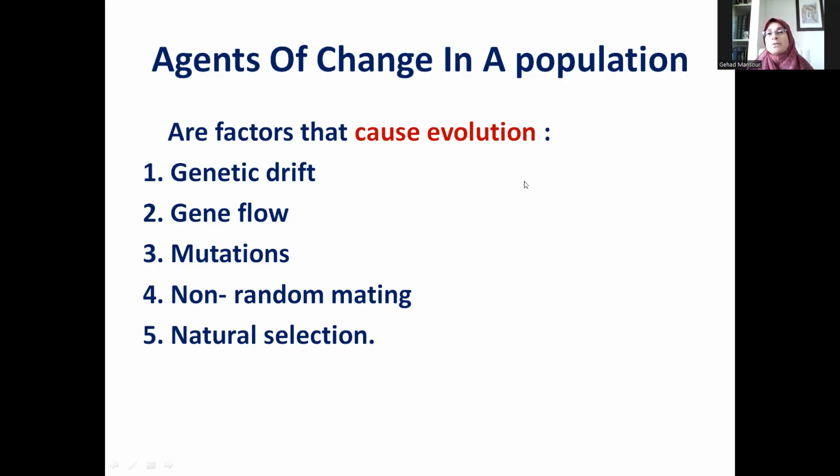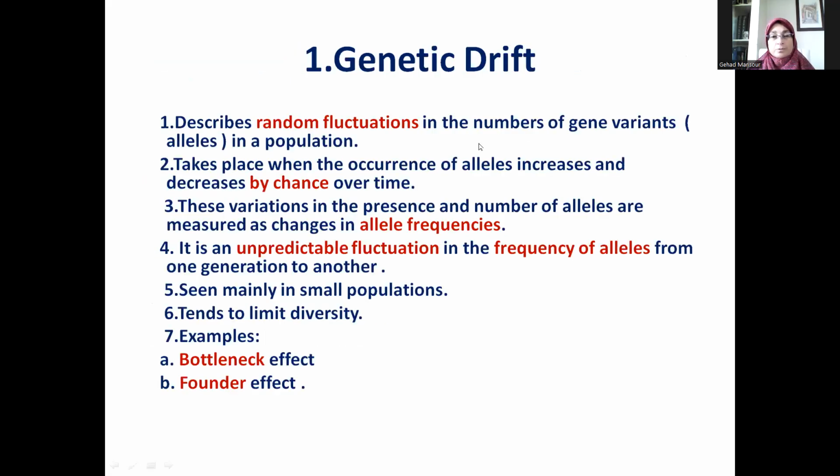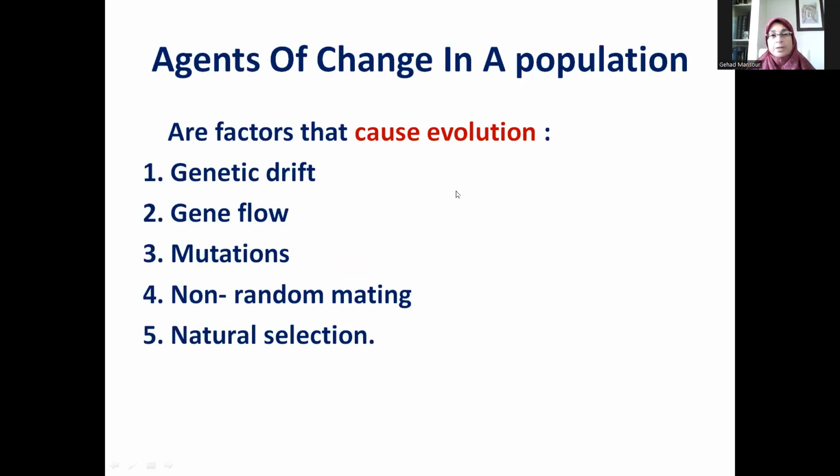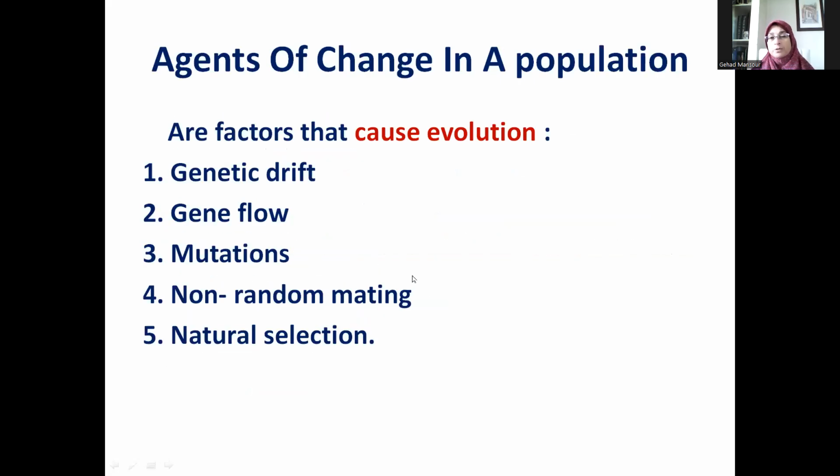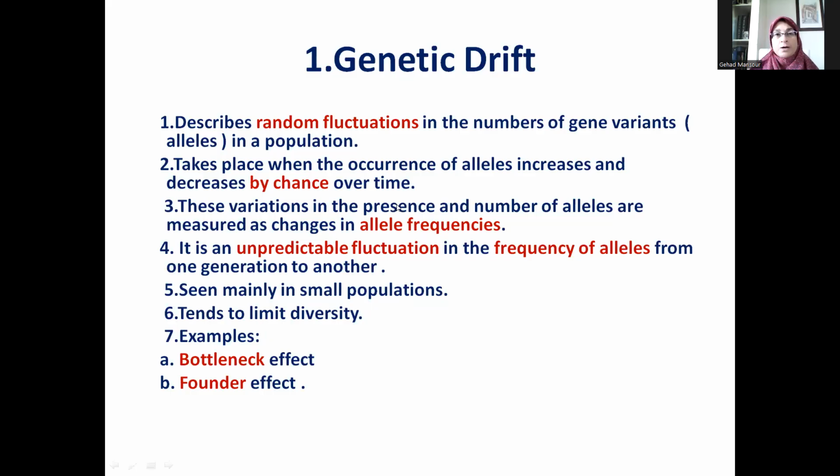So let's start with the agents that cause evolution in a population. We have number 1, genetic drift, number 2, gene flow, number 3, mutations, number 4, non-random mating, and number 5, natural selection. These are 5 important factors that we have to memorize because they are important factors that cause evolution.